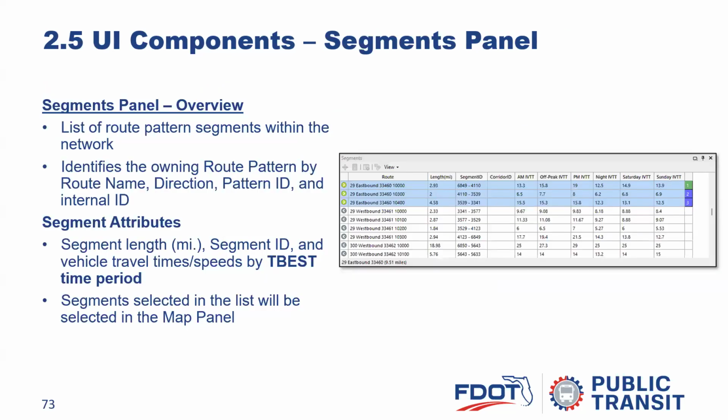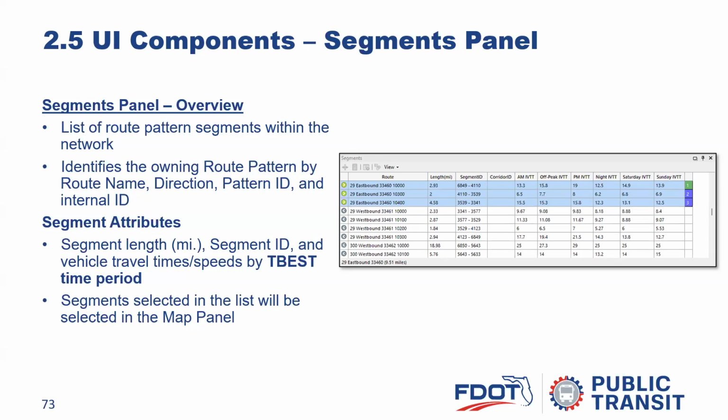Okay, so the next panel to talk about, and the reason that we're mentioning the time periods is because we start to look at the segments panel, and essentially it's made up of route pattern segments. So it is the linear alignments, the details and the attributes of the linear alignments that make up the route patterns, right? So each segment connects to another segment, which would then make up the alignment for a route pattern. And each segment can have its own attributes. And so we store those in the segments panel.